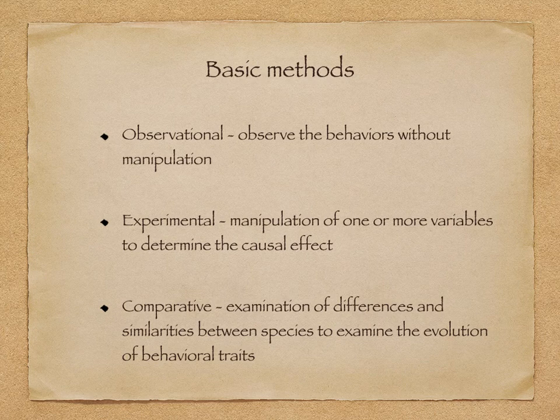And to study any of these, we can use the basic methods, which are observational, looking at behaviors without manipulation, experimental, manipulating one or more variables. That's the only way we can say anything about causation. And the third, which is only available to animal scientists really, is comparative. And that is, we look at different species to try and figure out the evolutionary pattern of behavioral traits.